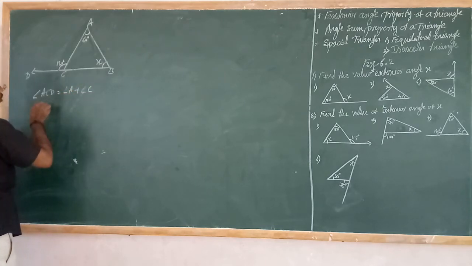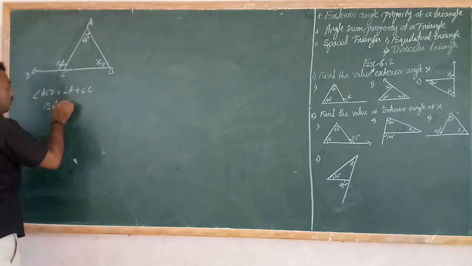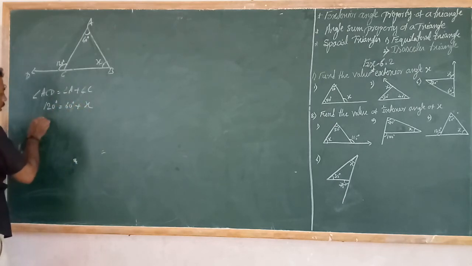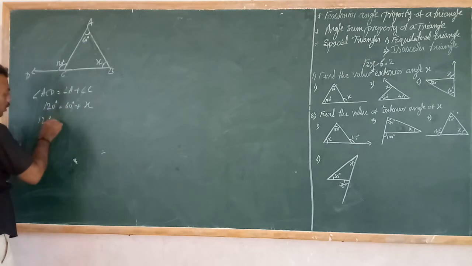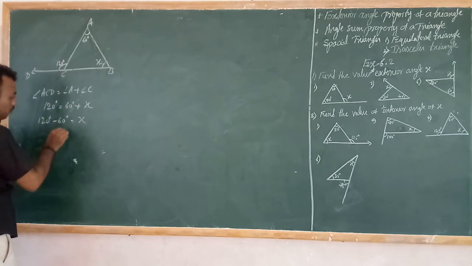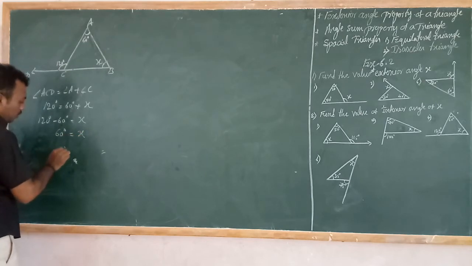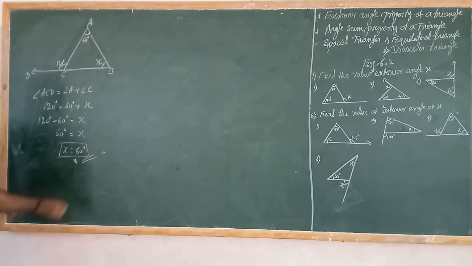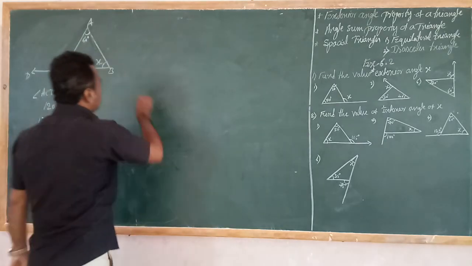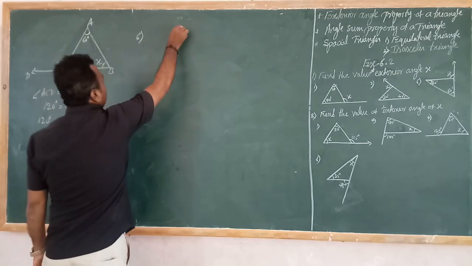Angle ACD is equal to how much degree? 120 degree. Angle A is 60 degree plus angle C is X. So 120 degree in the LHS side, it becomes minus 60 degree, it is equal to X. 120 minus 60 becomes 60 degree, it is equal to X. Therefore, X is equal to 60 degree. You understood? This is the value of interior angle of X. So, like that, last question number 6, I will show the last question.